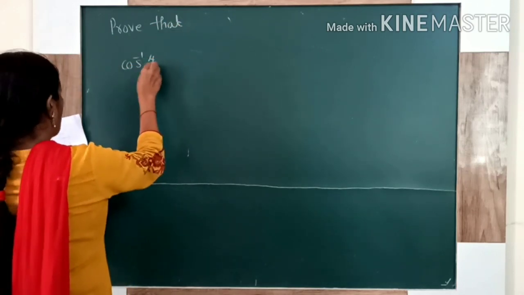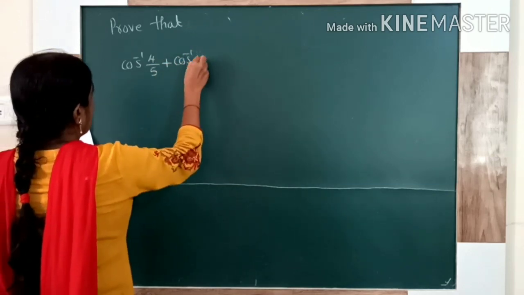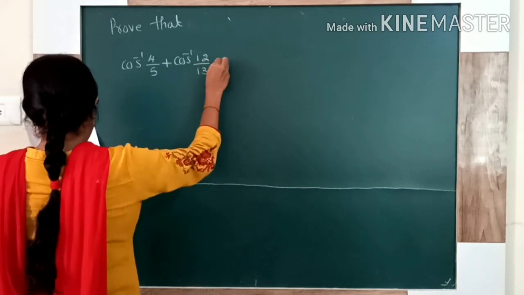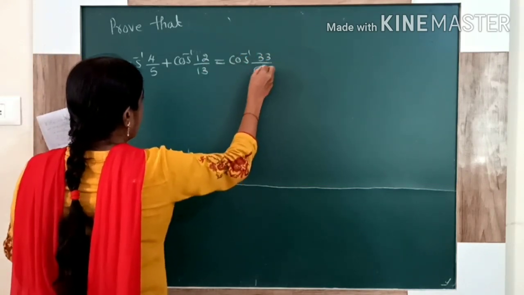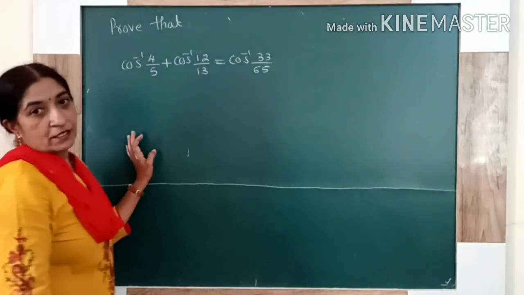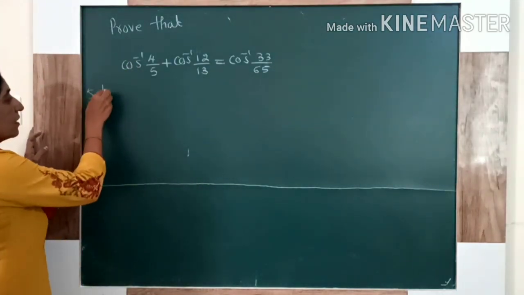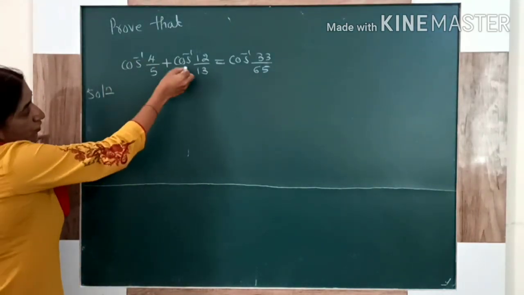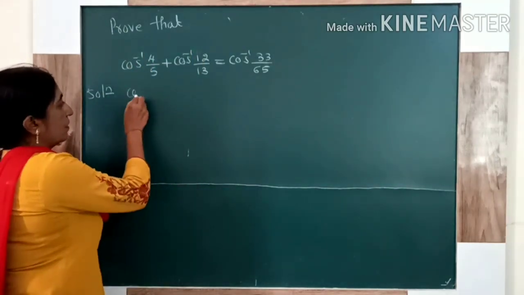Cos inverse 4 by 5 plus cos inverse 12 by 13 is equal to cos inverse 33 by 65. Students, there are so many methods to solve the example. Here I am explaining one method. So first I am writing these two cos in the form of sin. So I am not writing the LHS.